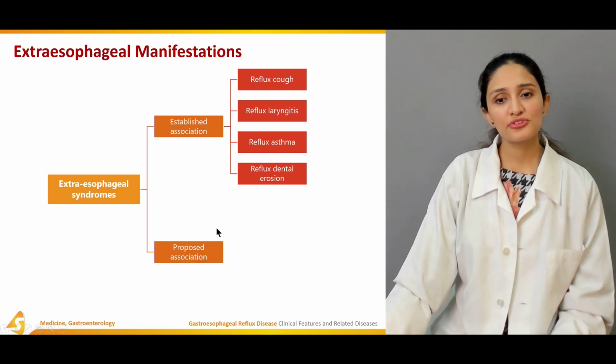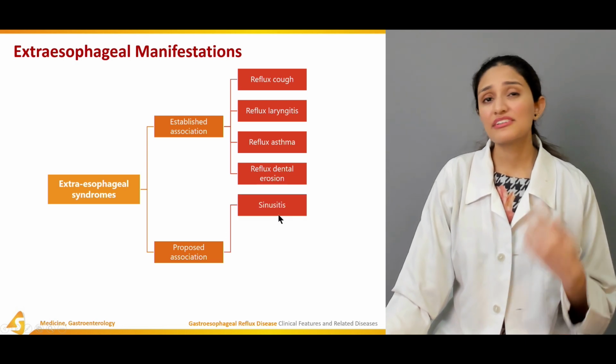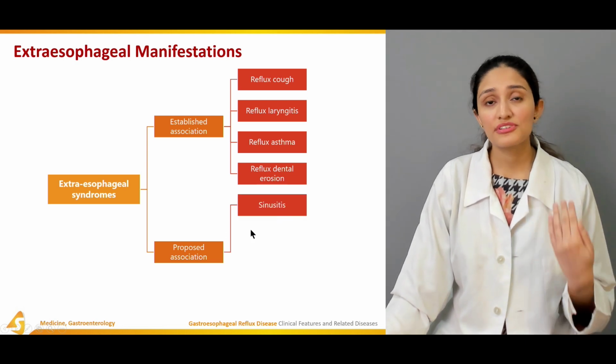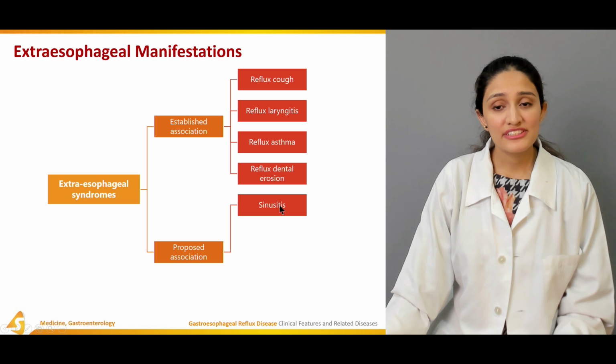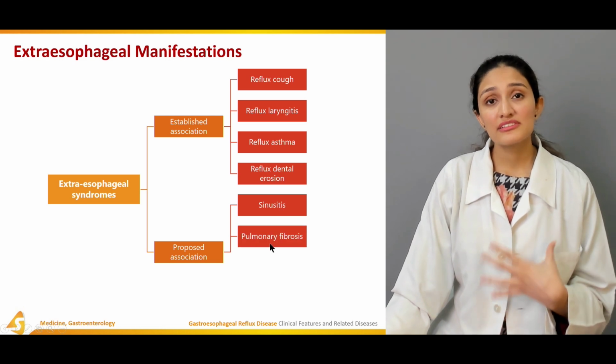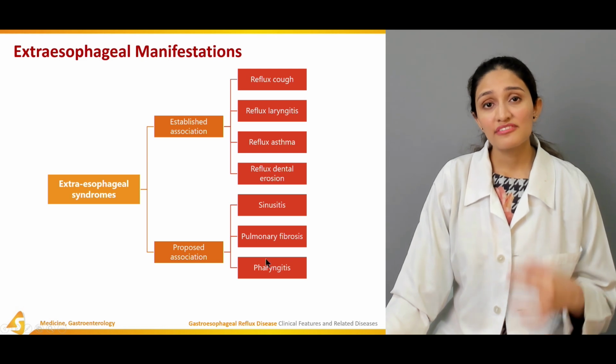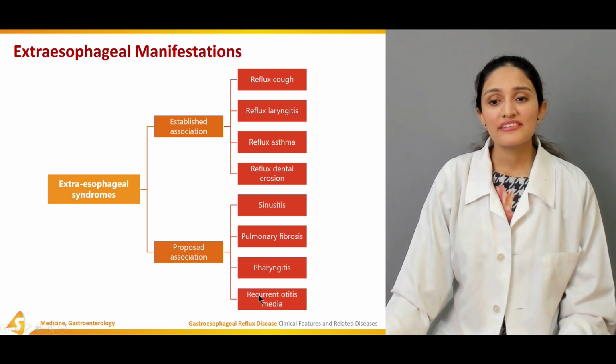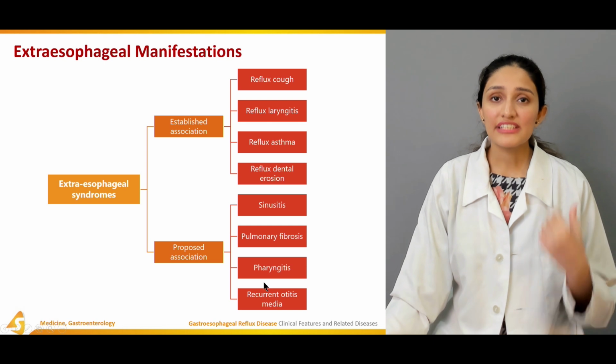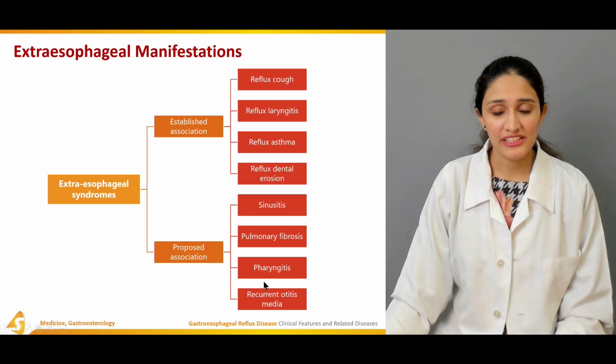And the proposed associations, if we talk about them, could involve the nose and sinus, causing sinusitis; it could involve the lungs, causing pulmonary fibrosis; the pharynx could be involved, and pharyngitis could occur; and it could even involve the ear, causing recurrent otitis media.